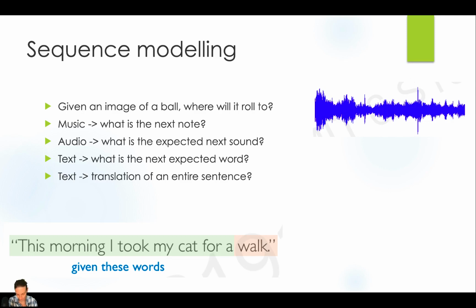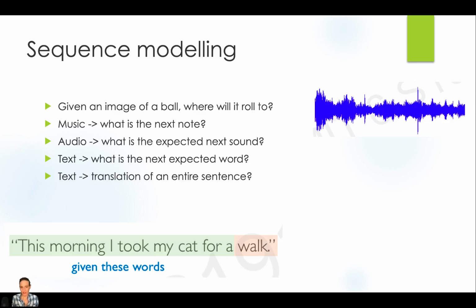First of all, if we're doing sequence modeling, for instance, given an image of a ball, where will it roll to? If we have stock market prediction, given all the previous stock market movements, where is it going to go now? Okay. We need to be able to model our sequences. And to do that, we're going to be using something called recurrent neural networks, but we're going to be looking at that in a little bit.